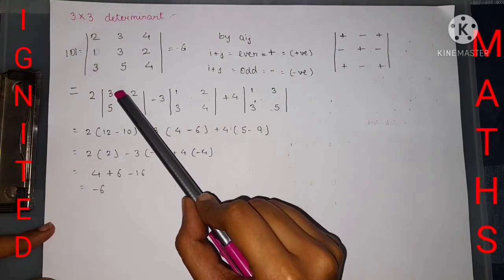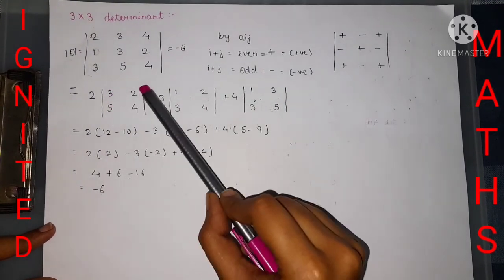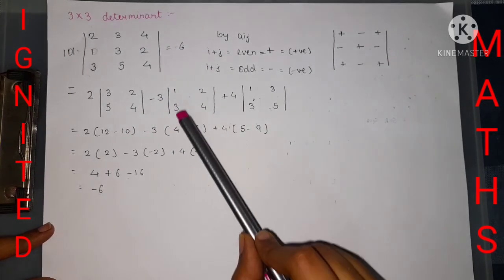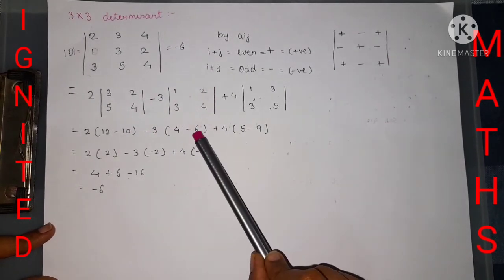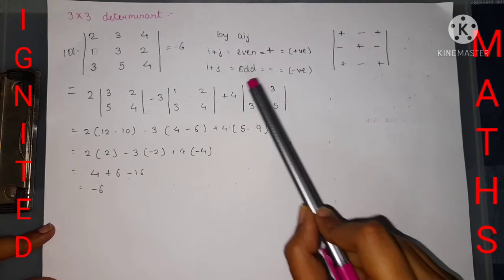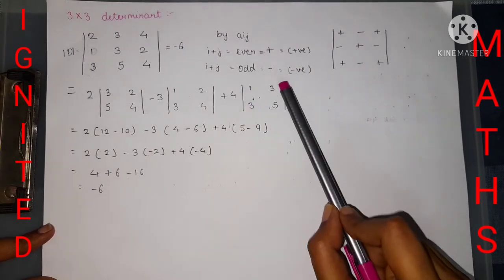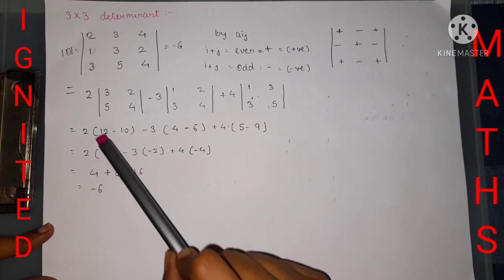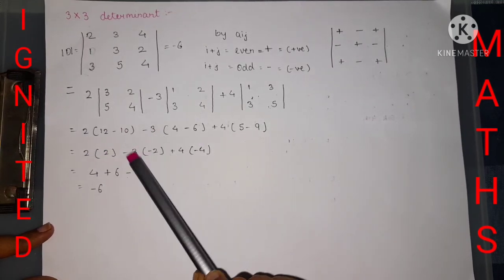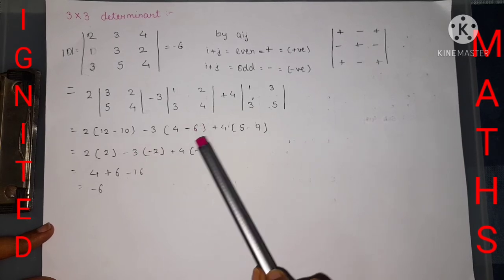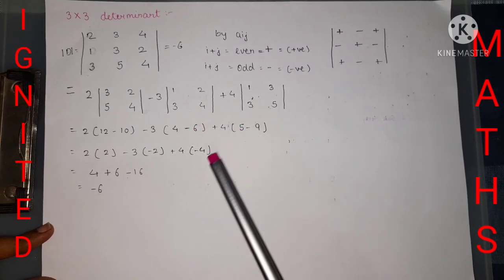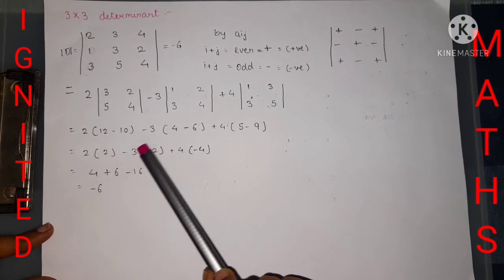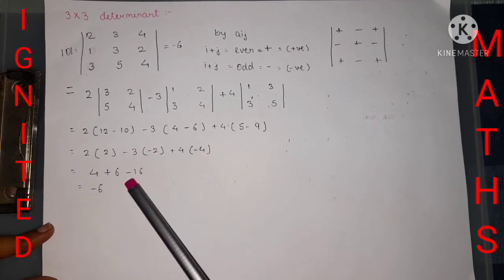4 threes are 12, minus 5 into 2 is 10, minus 3 times 4 into 1 is 4, minus 3 into 2 is 6, plus 4 times 5 into 5 is 25, minus 3 into 3 is 9. Now if you calculate it, 12 minus 10 is 2, minus 3 times 4 minus 6 is minus 2, plus 4 times 25 minus 9. 2 into 2 is 4, minus into minus is plus, 3 into 2 is 6, plus into minus is minus, 4 into 4.